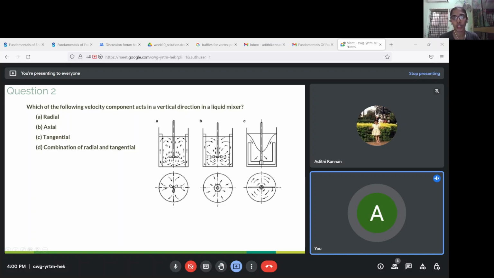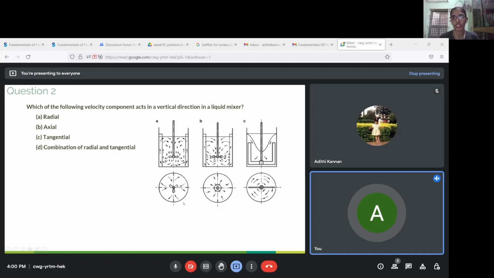Your liquid will flow from the center to the end of the walls, and from the walls back to the center. This is what happens in a radial flow pattern. In an axial flow pattern, this is axial, I'm sorry, this is radial and this is axial. Radial goes from the center to the end of the walls, and from the walls back to the center again. So this is axial.